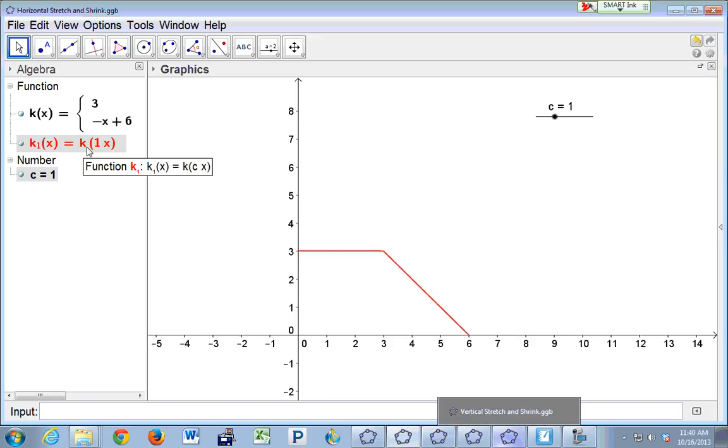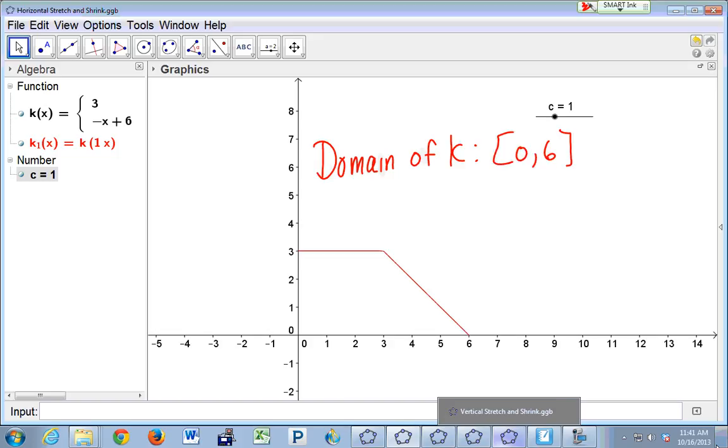Now, we're working on the inside. Well, when c is 1, we're exactly the same as our parent function. So now what happens if I change this value inside to a number like 2 or 3 or 4? What happens to this function? So let's look at the domain of this parent function. What's the domain of K? I start where and end where? What values of x do I start with, and what values of x do I end with for K? 0 to 6, including, right?